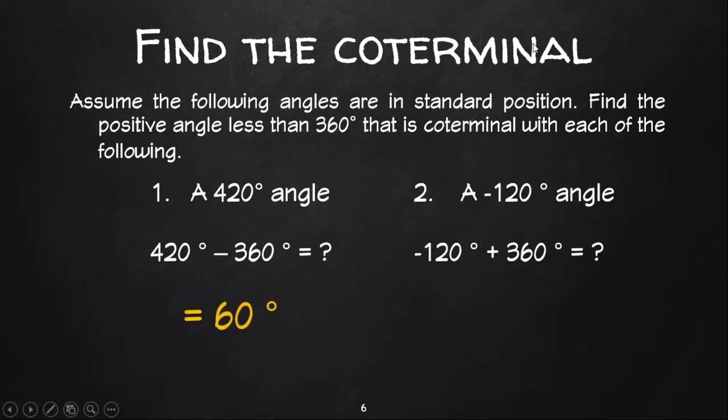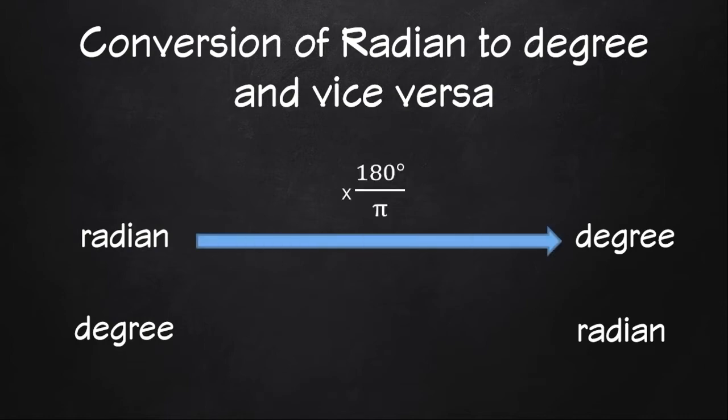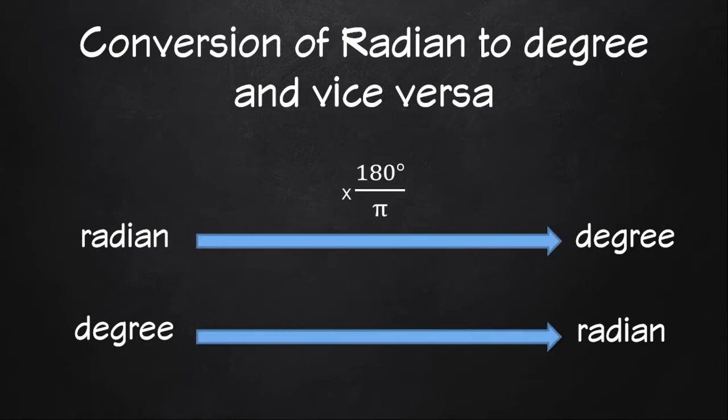And also the second, we have negative 120 degrees. You just add 360 degrees. So we have an answer of 240 degrees. Okay, now let's convert from radian to degree and vice versa. So to convert radian to degree, you just multiply it by 180 degrees over pi. And to convert degree to radian, you just multiply it by pi over 180 degrees.